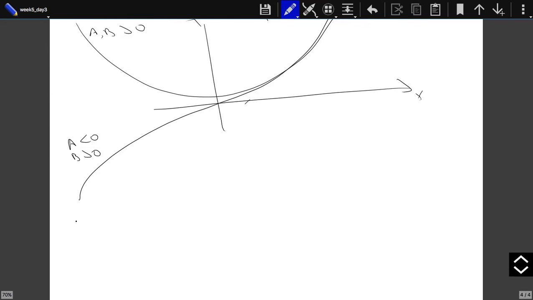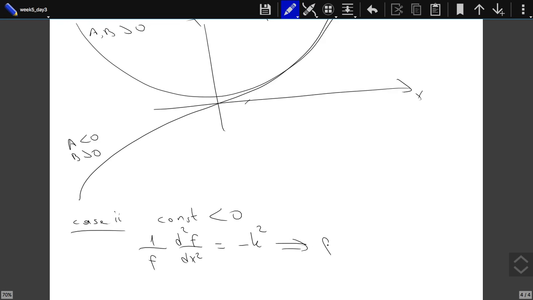Now, what happens if the constant is negative? Then we have 1 over f times the second derivative of f with respect to its argument equal to this negative constant. Let's now denote it by minus k squared, k being a positive real number. Then f is equal to a times cosine of kx plus delta. This is the general solution. And it can become 0 as many times as you like. It can definitely be 0 twice.